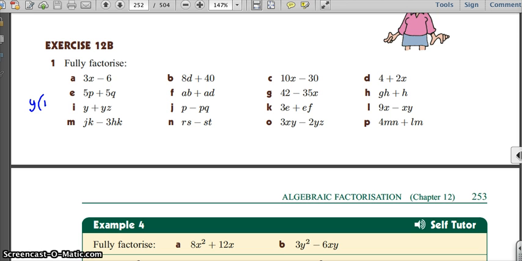I put a 1 there. What do I have to multiply that by to get yz? Well, I have to multiply it by z to get yz. Because that says y times z. And the times being in there. Okay.